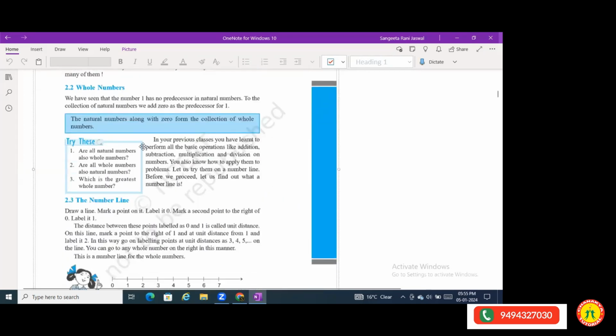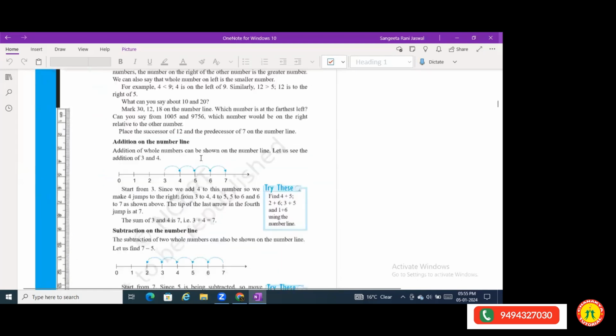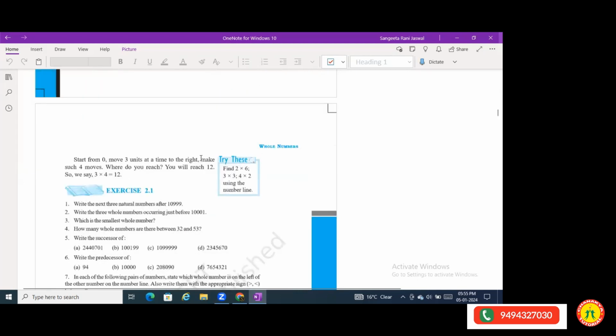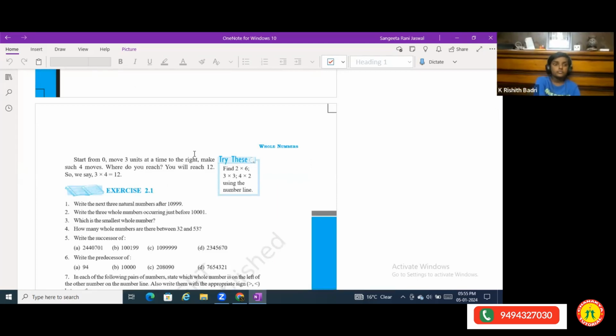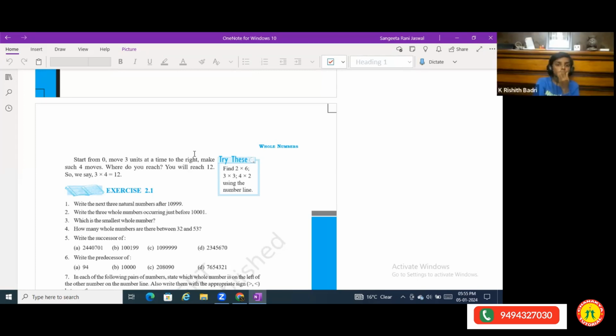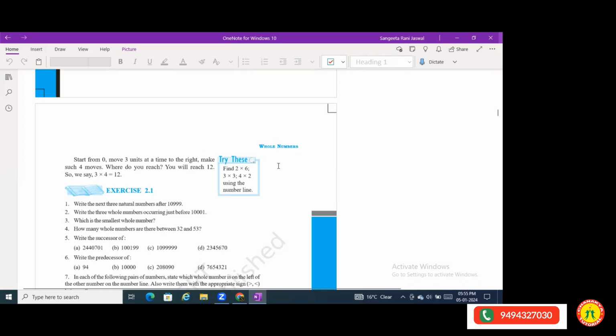Next, you have whole numbers. Natural numbers along with zero form a collection of whole numbers. This is the book definition. Now, number line addition and subtraction, we all know about that. We did it for integers also. You must have done it in your junior most class. And you must have done multiplication also on the number line, when you first learned multiplication.